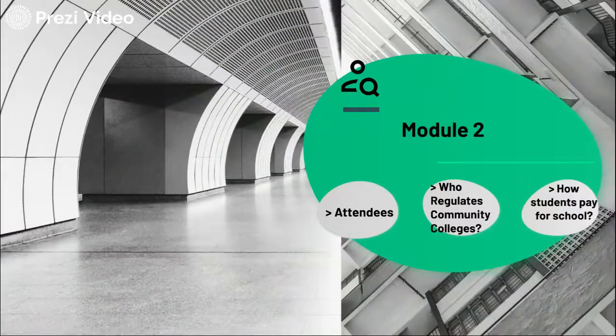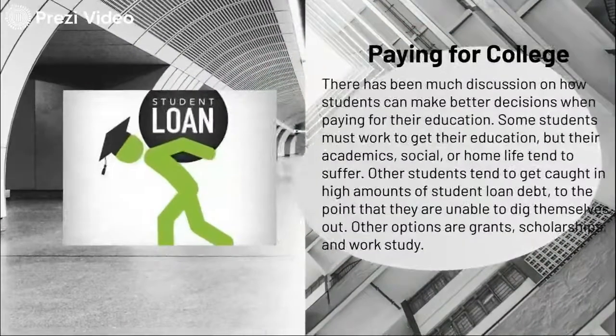How do students pay for school? Students pay for school in many different ways. There's been discussion on they work part-time or full-time, but it also takes a toll on their academic, social, or home life. Students take out student loans, which puts them in some debt to a point where they can't get out of it. Other options are grants and scholarships or work study programs, which we'll discuss later.